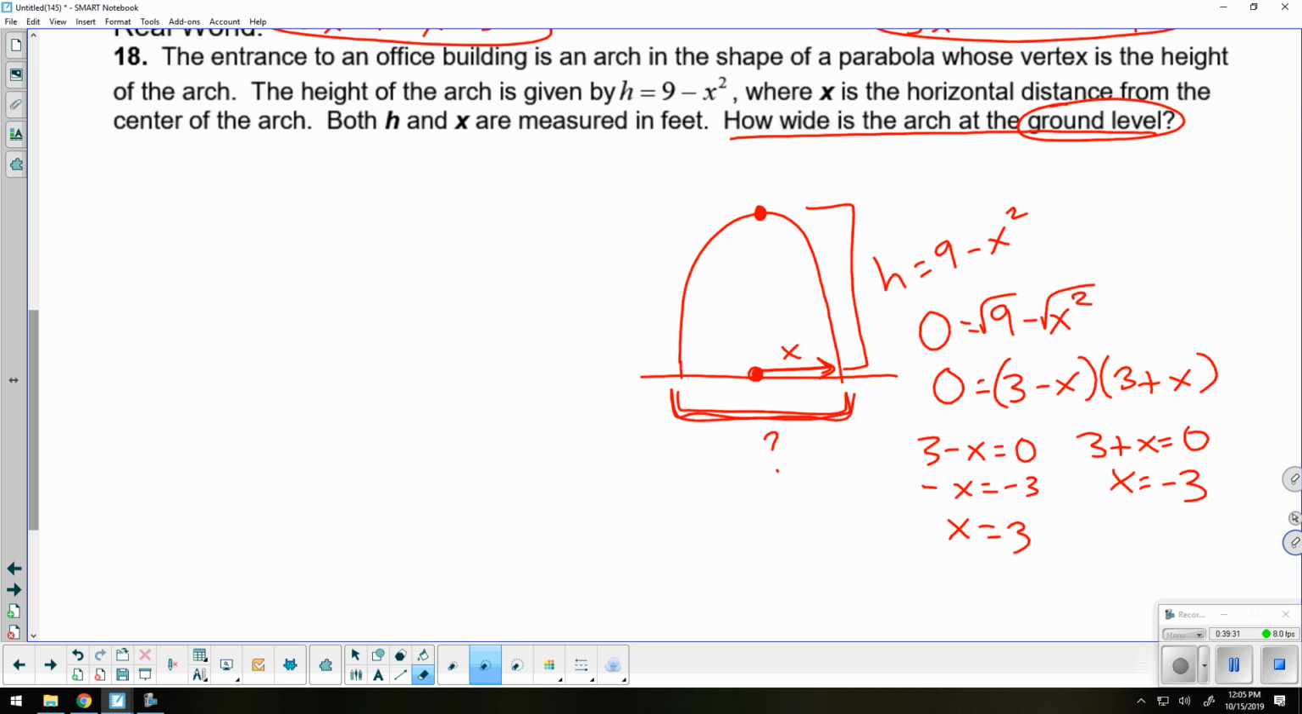But obviously, if we're talking about a distance from the center going out, distance can't be negative. So x would have to be 3 in this case. So this would be 3 feet. Now, it's feet, right? Yep, h and x are both being measured in feet. So we know from the center going out is 3 feet. So if you double it, the full width would have to be 6 feet. That's your final answer.